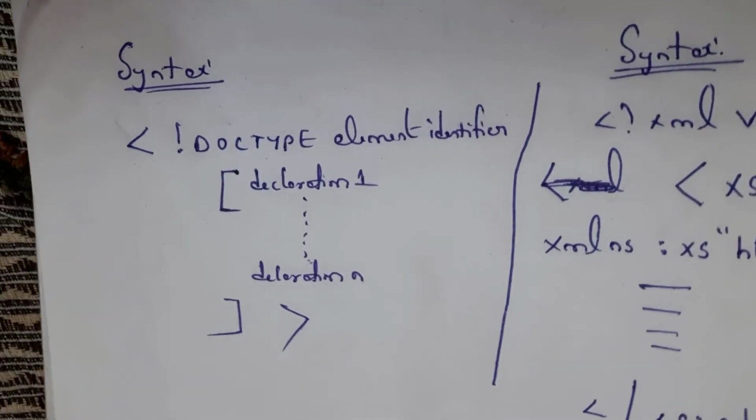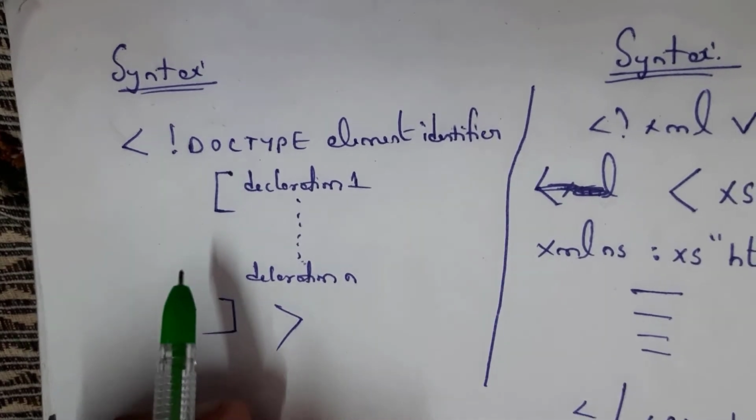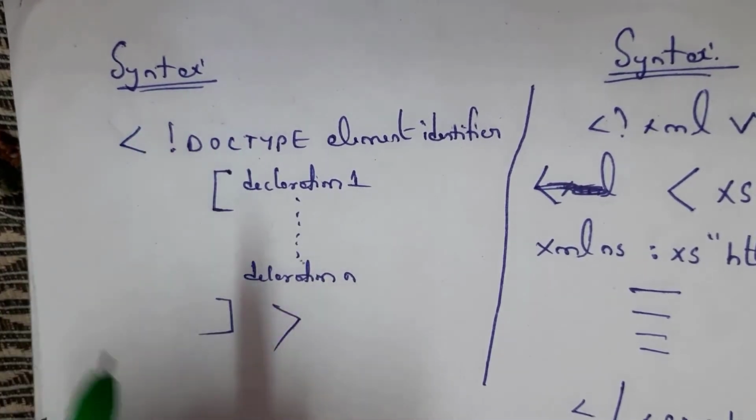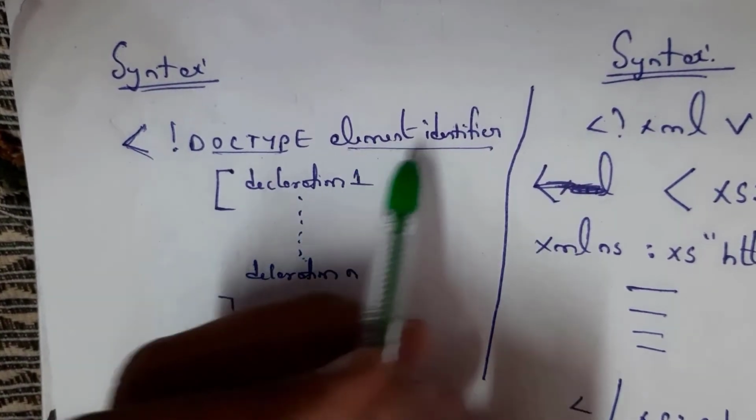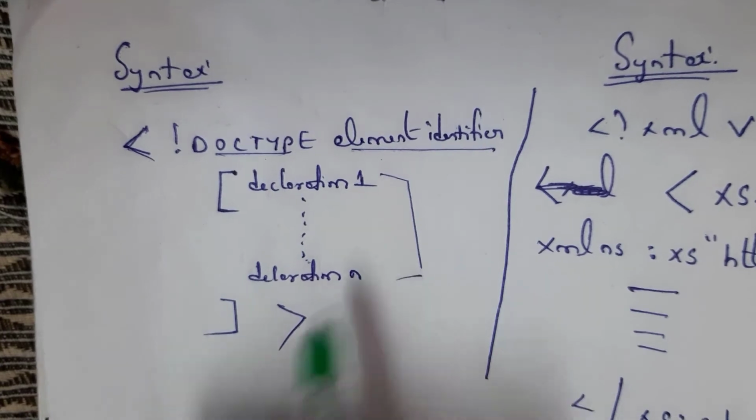See, this is the syntax of document type definition: DOCTYPE, element identifier, and the content declaration inside this.